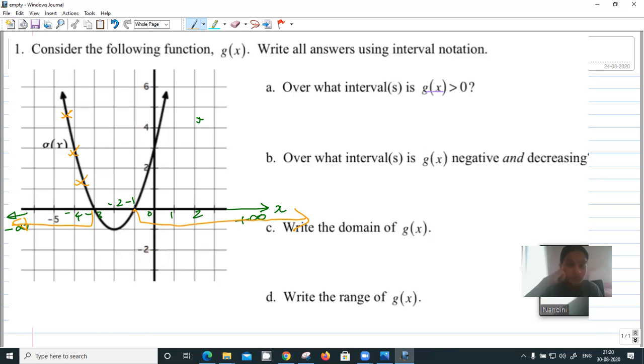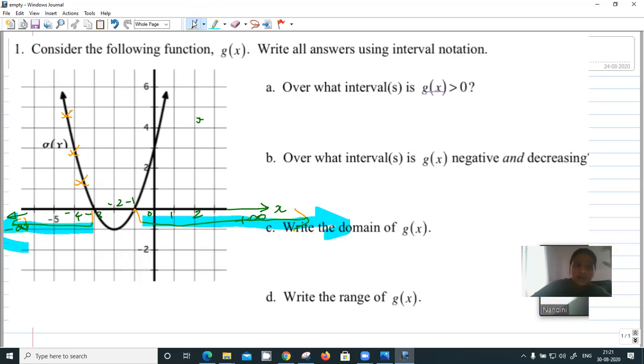So when you're talking about an interval, you talk about the values of x for which g of x has some property. Here we are considering g of x is positive. So that will correspond to the values of x in this range. So this range, it's positive, and also in this range of x, the value of g of x is positive.